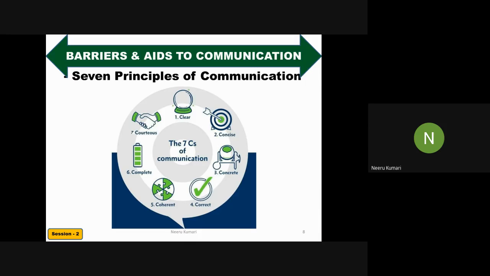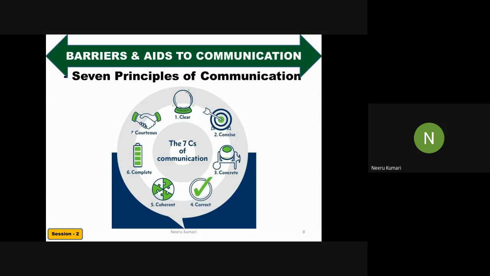It should be concise. Concise means short. You cannot stretch, you cannot expand. You have to always keep your communication short and sweet.